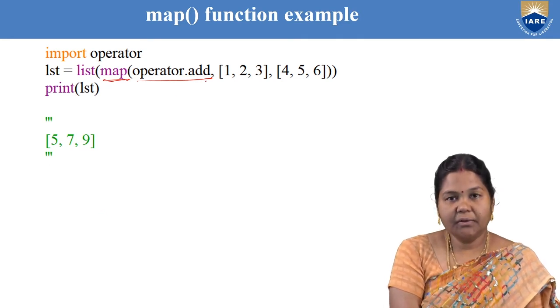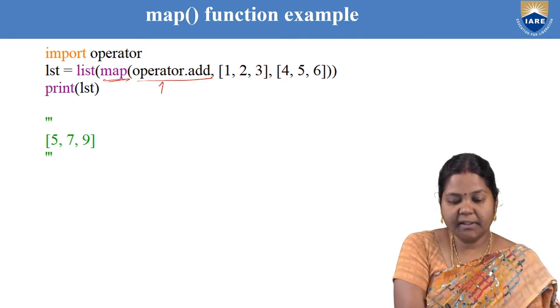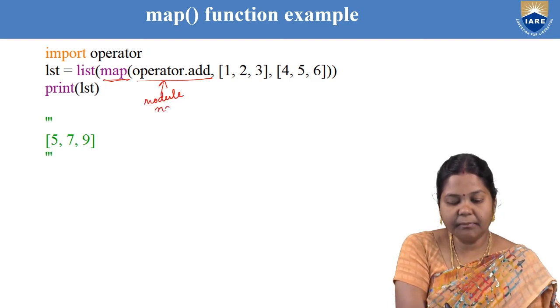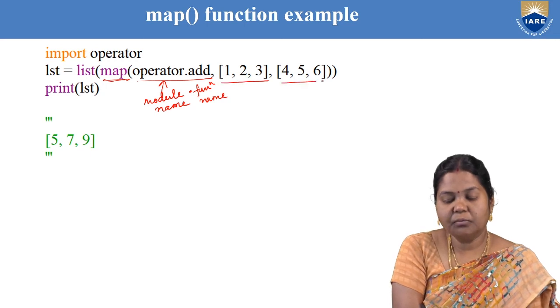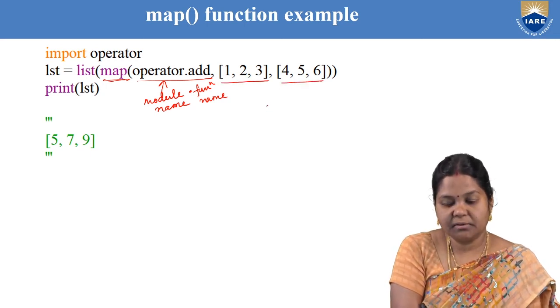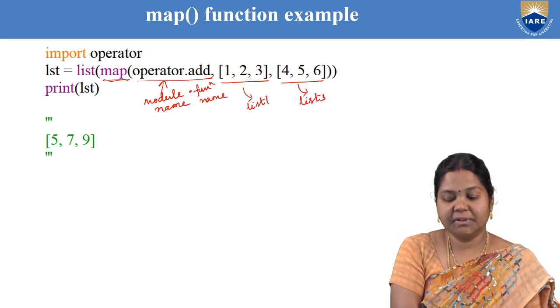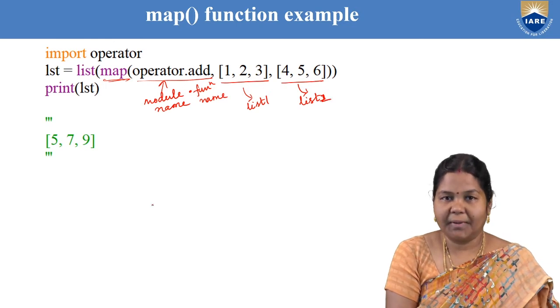So operator.add: here we have written the module name, operator, then this is the function or method name. Now this is the function, and to add we have taken two lists. This is our list 1 and this is our list 2. I want to add the elements of the first list with the second list, one-to-one mapping.